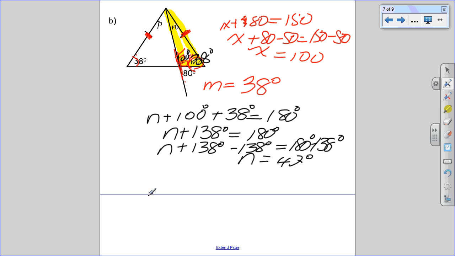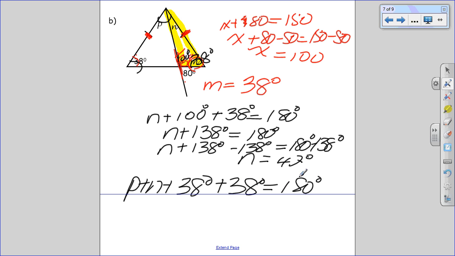Finally, last thing I have to solve for is P. Well, P and N make up that angle up there. So if I did P plus N plus the 38 degrees down here and the 38 degrees down there, I've got another triangle which has a sum of 180 degrees.